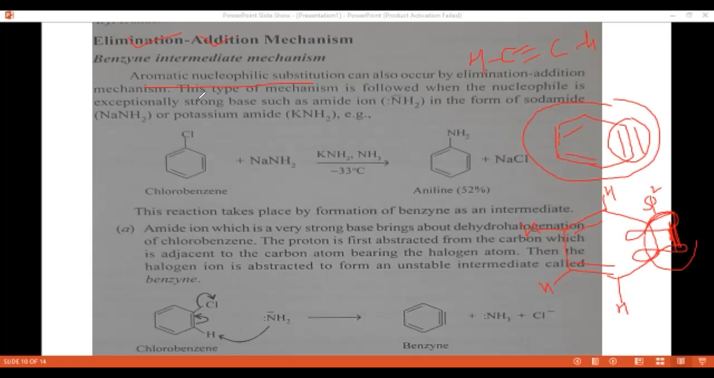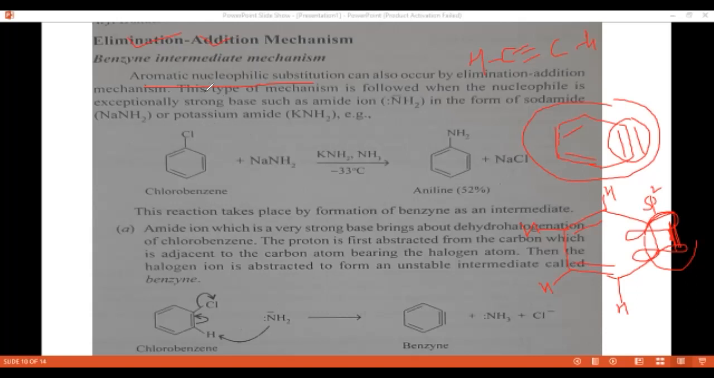What is an addition reaction? The addition reaction takes place across the carbon-carbon double bond, the addition of a reagent across the double or triple bond of an unsaturated molecule. Now, this is an elimination addition reaction. There are two steps: first, the elimination of hydrogen halide, and then the addition of the strong base.